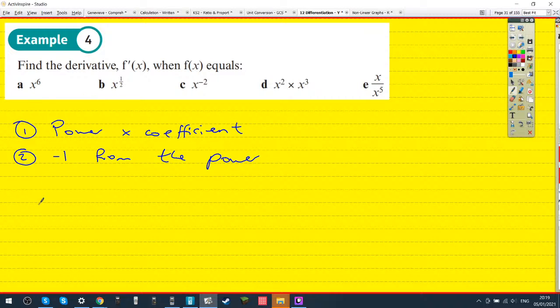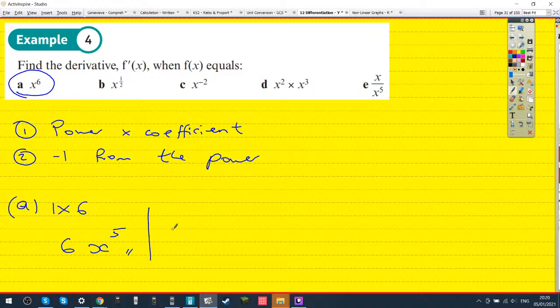Derivative for A. So would it just be 1 multiplied by 6 for the first step? Yep. 1 multiplied by 6, so it'd be 6. Would it be 6x or just 6? 6x, and what's the new power? To the power of 5. Correct. And so if you wanted to find the gradient of y equals x to the 6, let's say when x is 2, you would just do 6 times 2 to the power of 5.